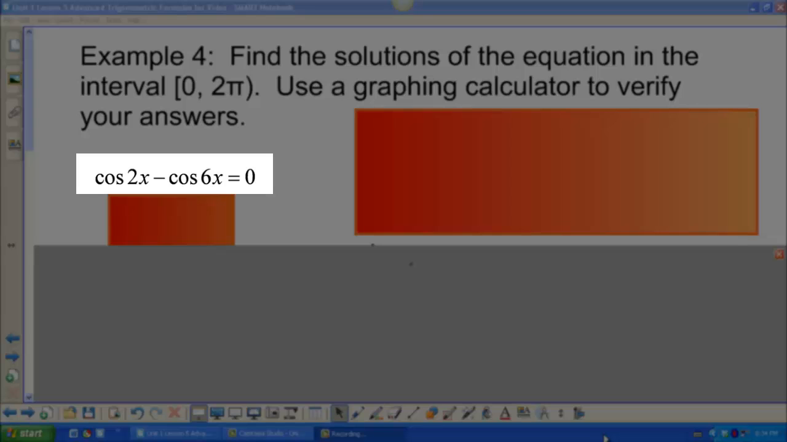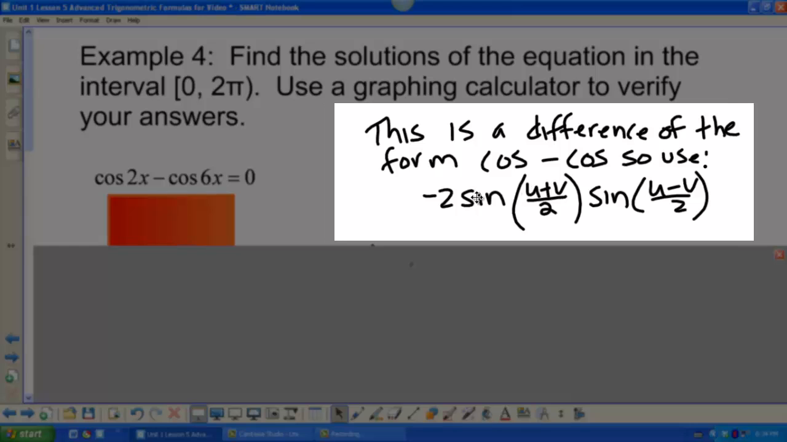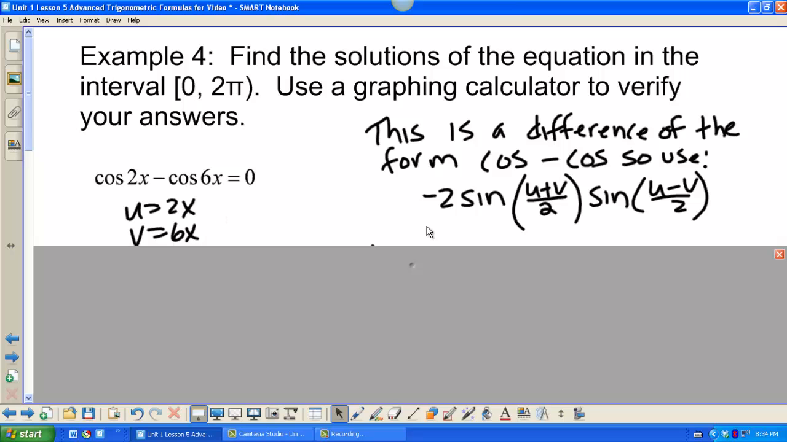I see that I have the cosine of 2x minus the cosine of 6x. So obviously when you look at the cosine of 2x, you might go to the double angle formulas, but hopefully you might recognize that this is a difference of the form cosine minus cosine. So maybe converting it using the sum to product formula is helpful. So we're once again going to use negative 2 sine of (u plus v) over 2 times sine of (u minus v) over 2. And in this case, u is our 2x and v is our 6x.